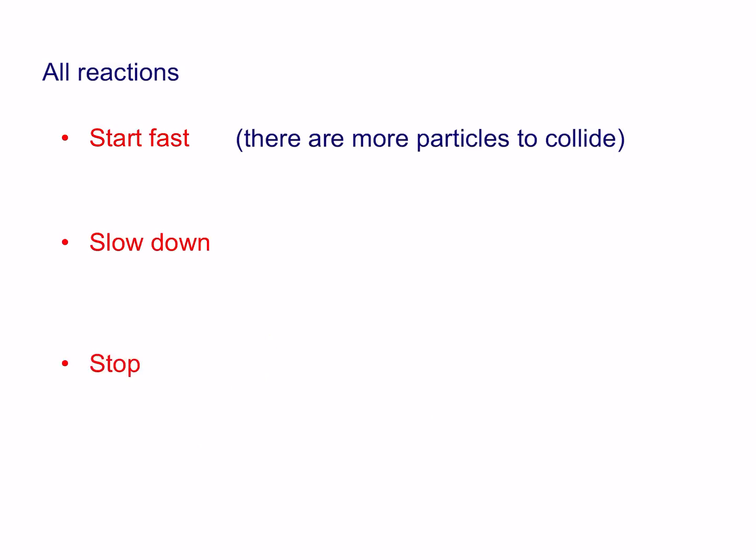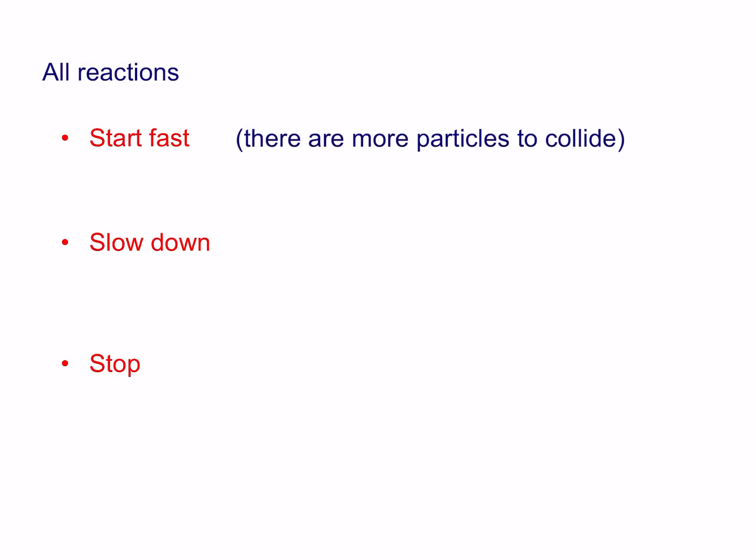Now, right at the start we said about the speed that reactions happen. We said all reactions, they start fast. Then they slow down. And finally, they stop. Why did they start fast? Why are reactions always fastest at the start? Because there are more particles to collide. At the beginning, there's more reactant particles. There's going to be more frequent collisions.